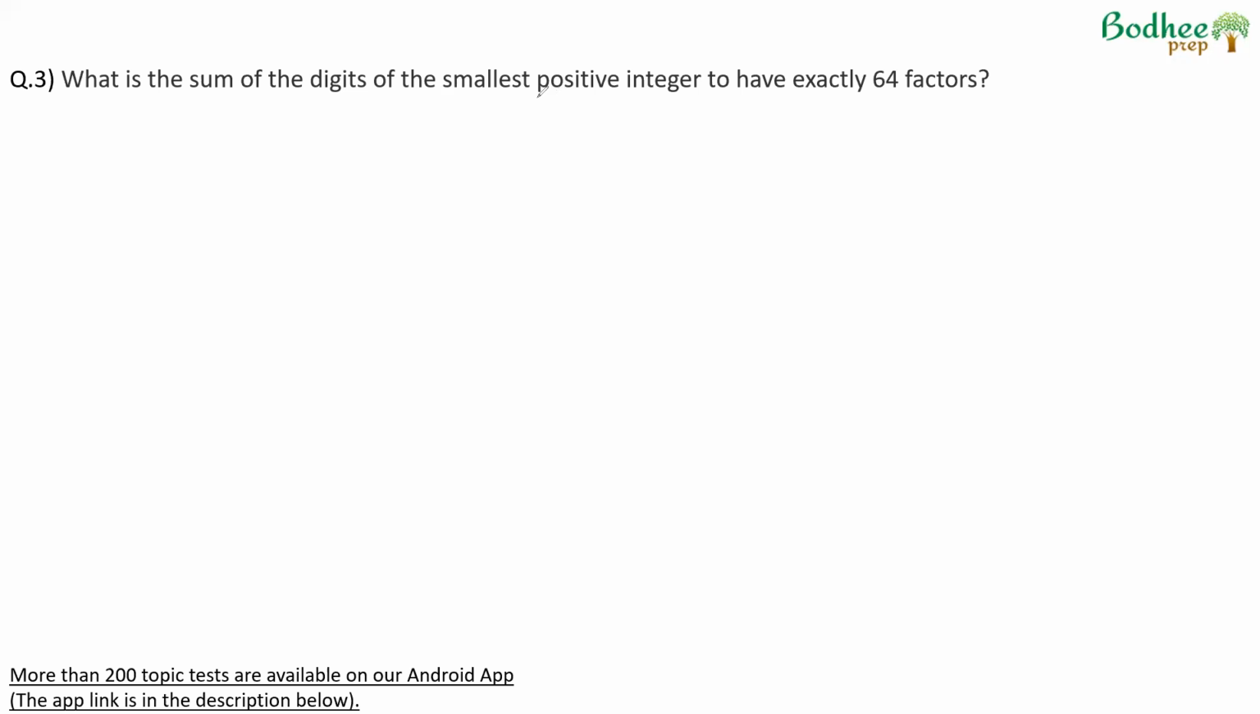What is the sum of digits of the smallest positive integer to have exactly 64 factors? Now 64 can be written as 2 into 2 into 2 into 2 into 2 into 2, that is 2, 4, 8, 16, 32, 64. This kind of a number will have 6 prime factors: a raised to power 1 into b into c into d into e into f. So the smallest possibility is 2 into 3 into 5 into 7 into 11 into 13.